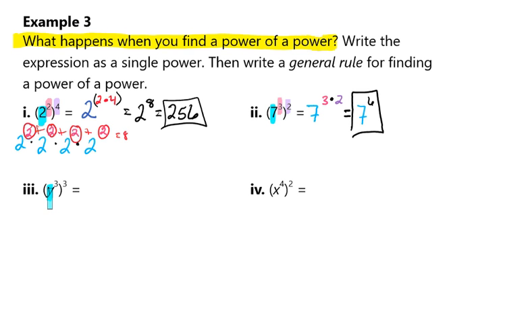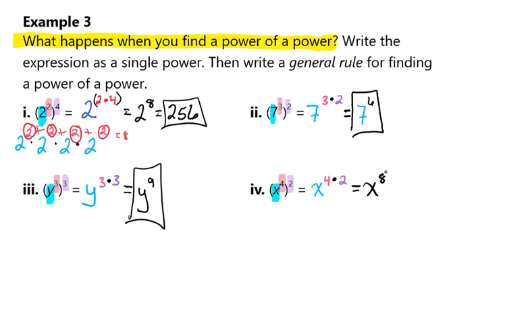So here we have y to the third raised to the third, which allows us to say that we have y raised to the three times three, which gives us y to the ninth. For number four, we have x to the fourth squared, which allows us to have x raised to the four times two, which is going to give us x to the eighth power.